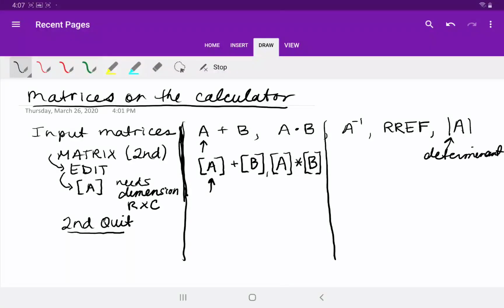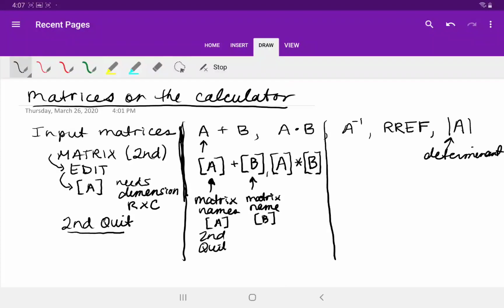So what we need to figure out is how to make the brackets. You can't just type in the brackets on the calculator. What you're going to do is go back to the matrix menu, pick names this time, and then pick matrix A. For this one, you go back to your matrix menu, hit names, and then pick matrix B. In the meantime, you would have to hit second quit.